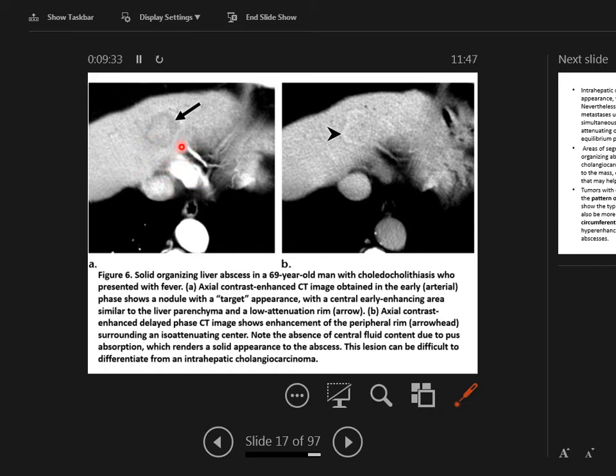Axial contrast enhanced CT obtained in the early arterial phase shows a nodule with a target appearance, with a central early enhancing area similar to the liver parenchyma and a low attenuation rim. In the axial contrast enhanced delayed phase, all of it will take contrast. Also, the inner margin of the wall will be irregular or nodular in a tumor, but in an abscess, it will be smooth and of the same thickness. In a tumor, the inner margin of the wall is nodular, irregular and thick.